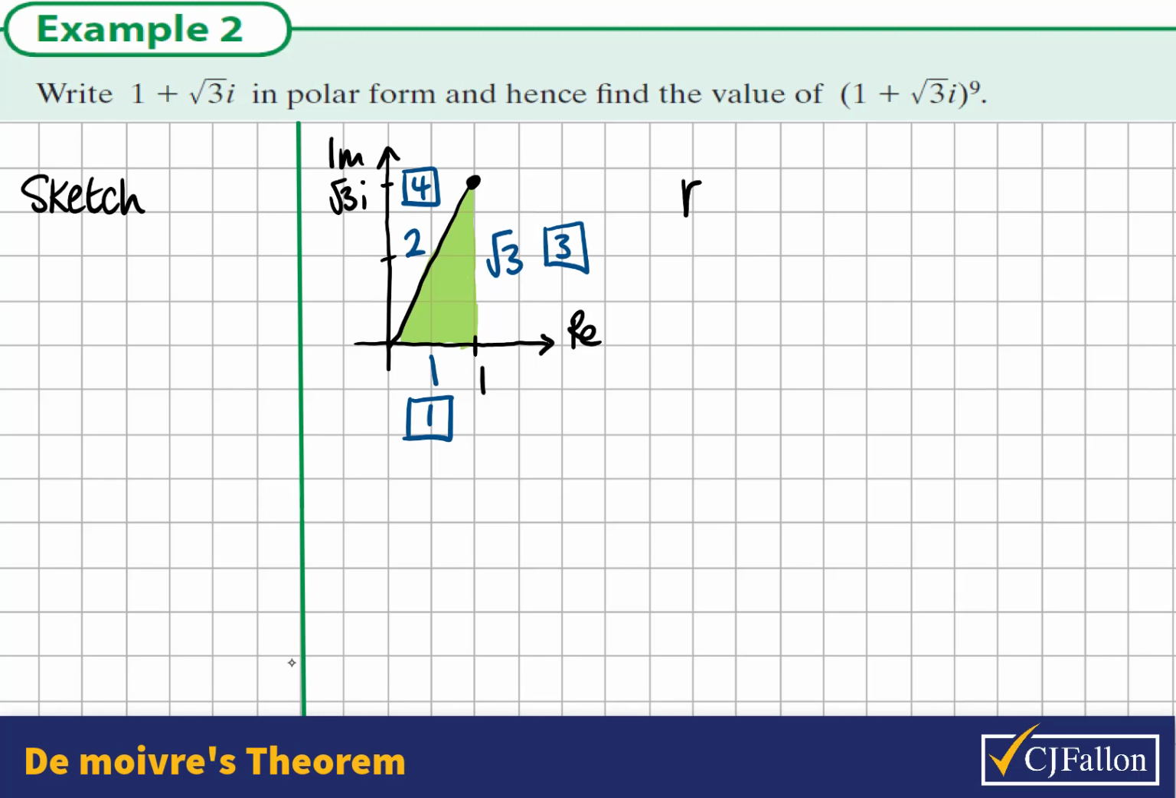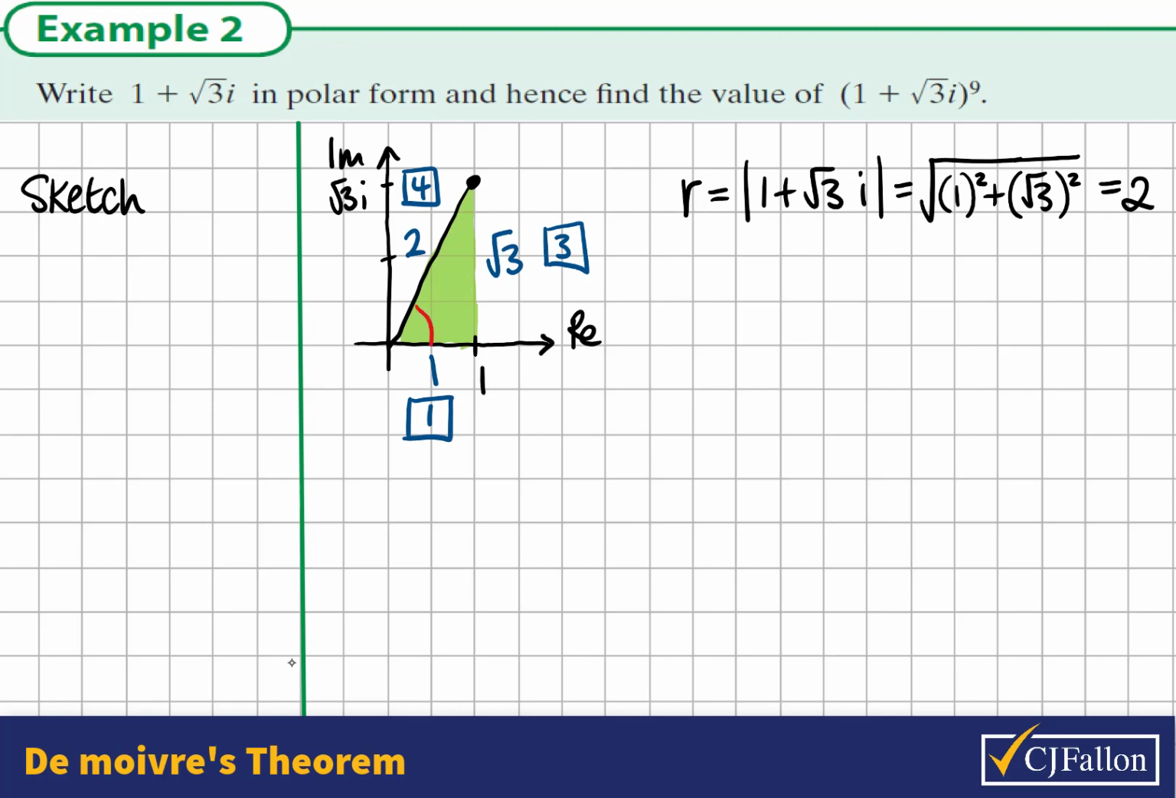We could also use the modulus formula to find this. In other words, the modulus r is equal to the square root of 1 squared plus root 3 squared, which is equal to the square root of 4, which is equal to 2.